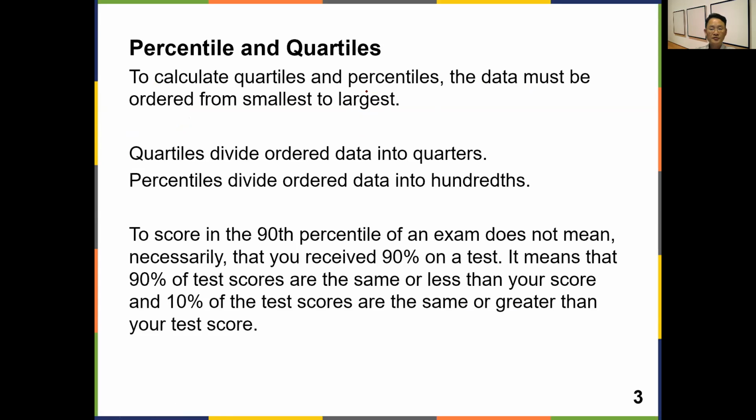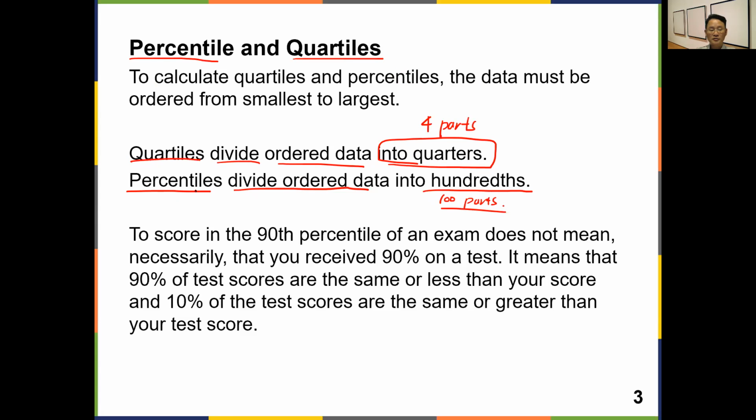First, two concepts that we would like to study are percentile and quartile. Quartiles and percentiles are two similar but different concepts. Quartile divides ordered data into quarters, 4 parts, right? And percentile divides ordered data into 100 pieces. I mean, when we say percent, that means out of 100, right? So percentile, 100; quartile, into 4 parts.